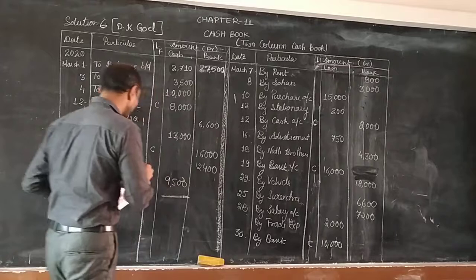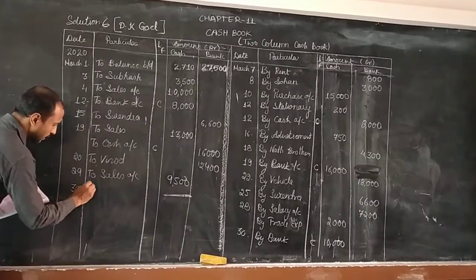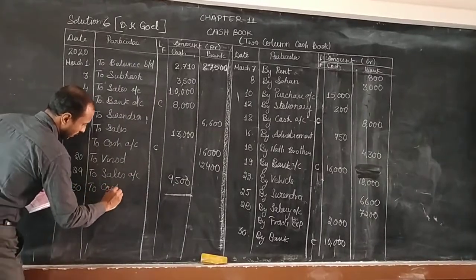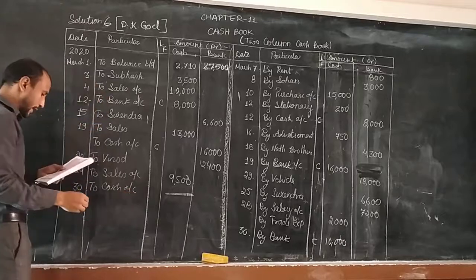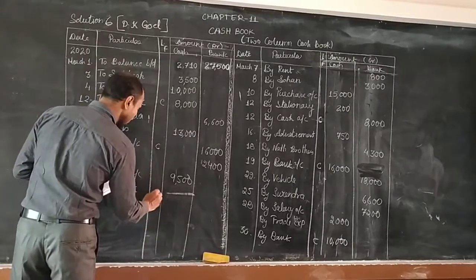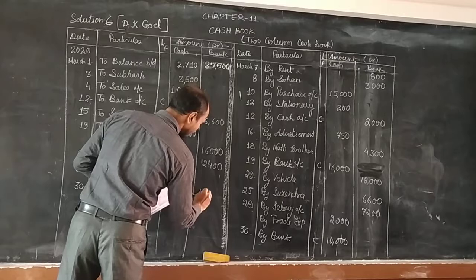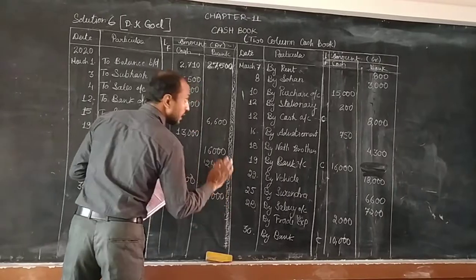And the same we will record here on this side, that is of your 30, to your cash account, and we will pay it into the bank. We will receive this amount into the bank. How much is it? It is your 10,000. It is clear? Yes, it is, sir.